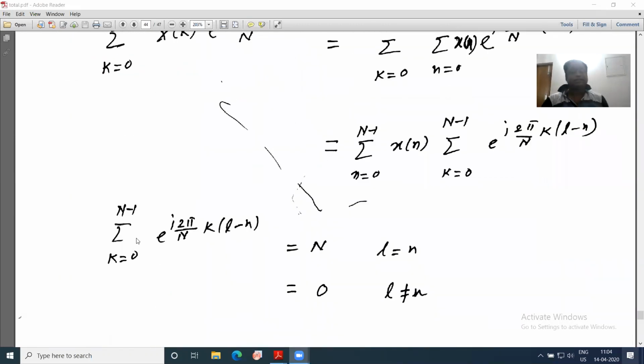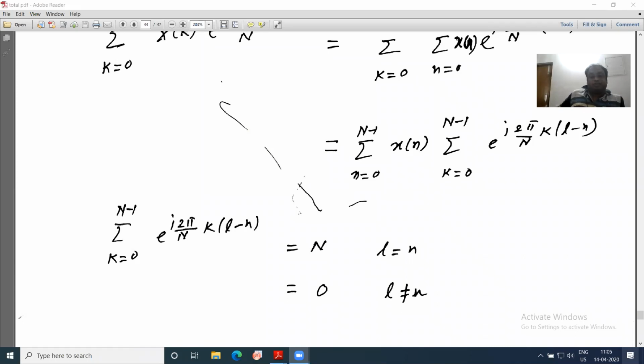Therefore, what I have written here is that for this expression, the sum over k equal to 0 to n minus 1 of e power j 2 pi by n k times L minus n, this is equal to n for L equal to n, which means L minus n equal to 0. When L is not equal to n, that means L minus n not equal to 0, in such a case this is equal to 0. I have tested for plus 1, minus 1, plus 2, minus 2. For any other value, if you calculate, this will also be equal to 0.